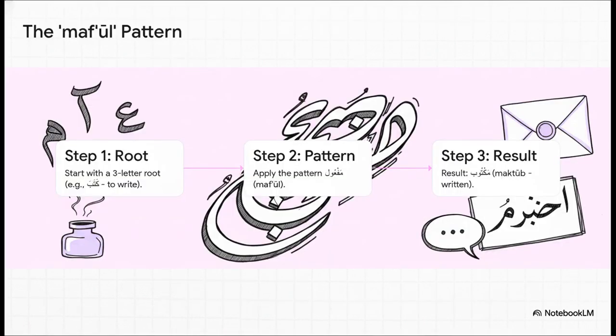And here it is in action. It is so straightforward. You take your three root letters, in this case, kaf, ta, and ba, from the verb to write. You then just slot them right into the pattern maf'ul. And what's the result? Maktub, which means written. So a letter, for instance, is a maktub. It's simple, it's clean, and it's incredibly powerful.